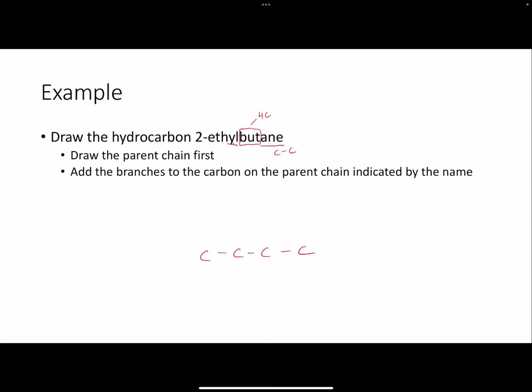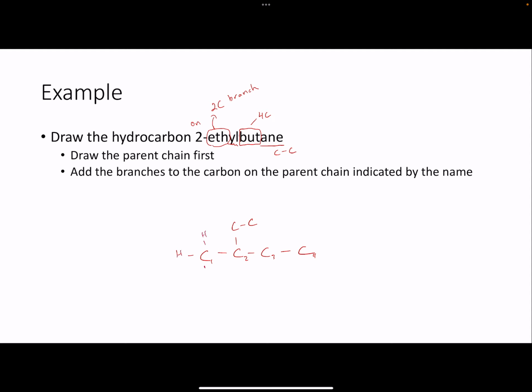I see the YL ending, which tells me there's branching, and the Eth tells me that it's a 2 carbon branch. Okay, using all of these names together. Now the last thing I need to know is that this branch is on carbon number 2 of the main chain. So I've got my chain here of 1, 2, 3, 4 carbon atoms. That's the butane molecule. But on carbon 2, I'm going to have a 2 carbon chain. That's the ethyl group.